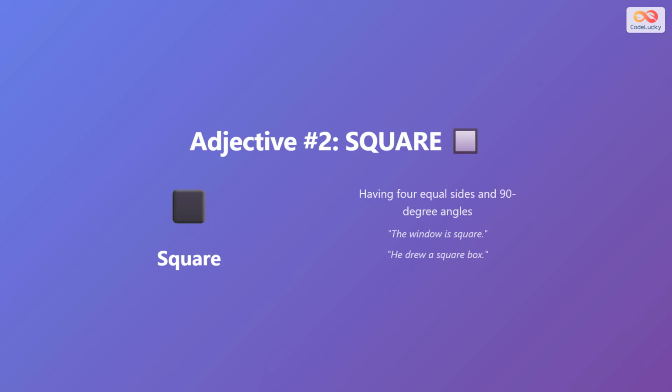The second adjective is square. Square describes something that has 4 equal sides and 4 corners with 90-degree angles. Think of a box or a window. When something is square, all sides are the same length. For example, you can say, the window is square, or he drew a square box. Square is often used to describe geometric shapes and objects in everyday life.